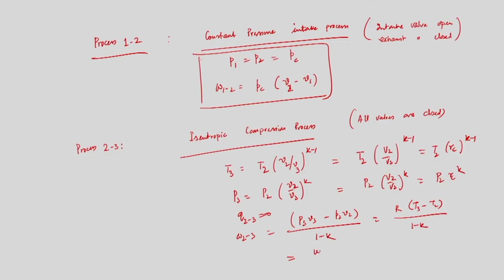This is as good as U2 minus U3, that is CV into T2 minus T3. So, we are using all the ideal gas relationships while calculating the pressure and temperature at the end of the compression stroke. At the end of the compression stroke we calculate temperature, pressure and work done, because there is no heat interaction. So Q2-3 is equal to 0, and for that we utilize the ideal gas relationship.